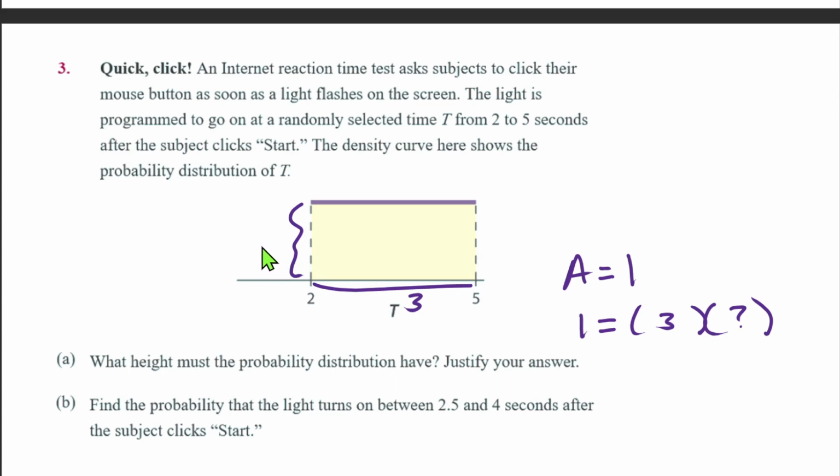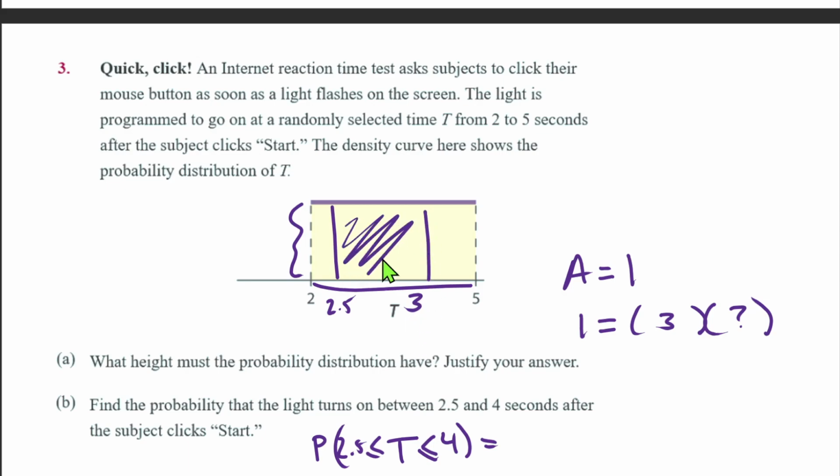And then you can use that to calculate b. So b is saying the probability that the time is between 2.5 and 4 seconds. So what would you do? Well, that would be the area between 2.5, which is right about here, and 4, which would be right about here. So it would be that area.